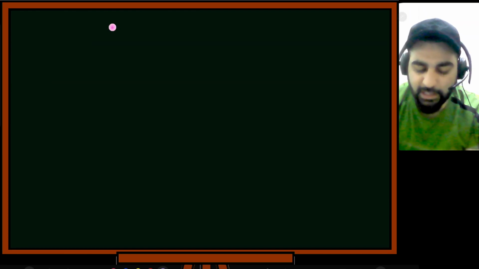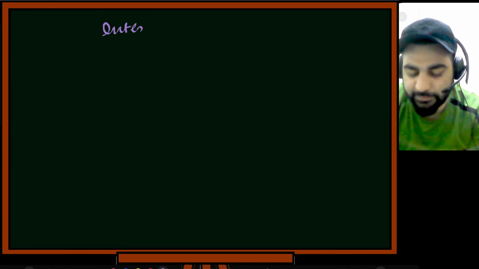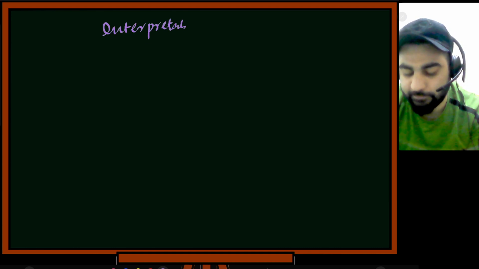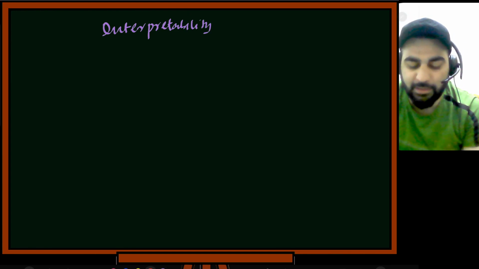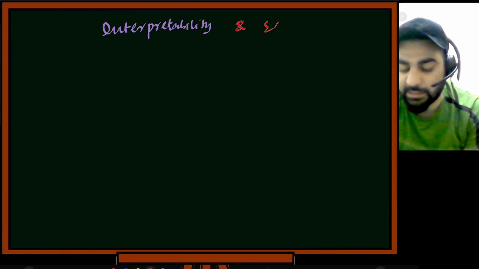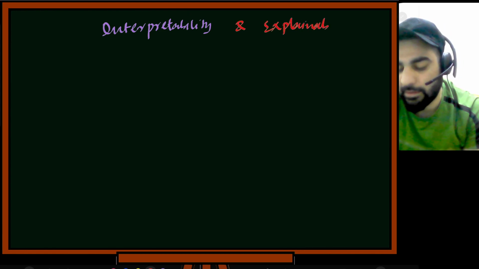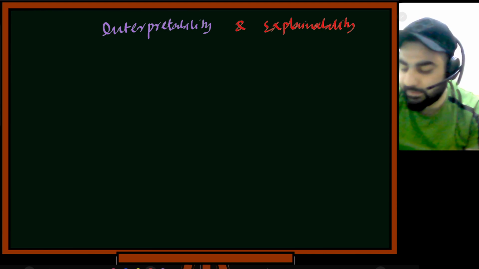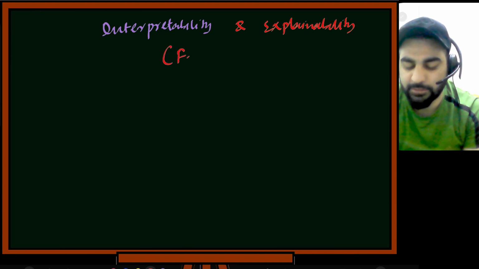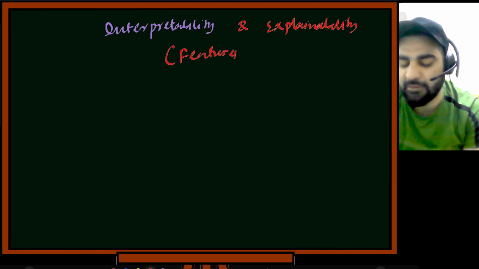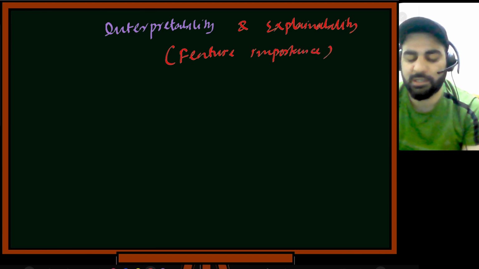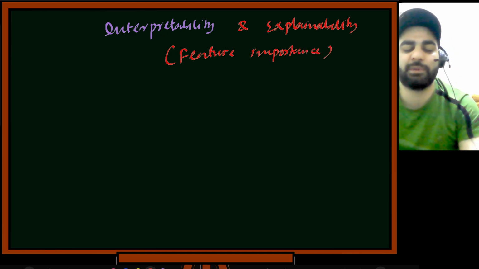Okay. So the next term that I want you to know is called interpretability, and interpretability and explainability. With that, we also compute the feature importance. These are the terms which commonly will be used in every algorithm. I'm using naive Bayes to explain the meaning of interpretability and explainability, and the meaning of feature importance.